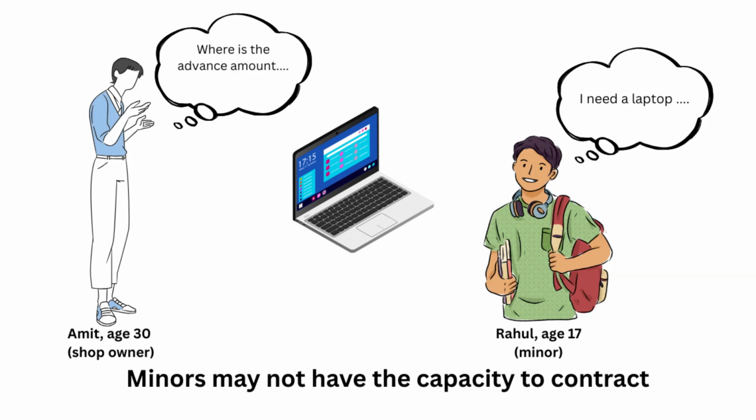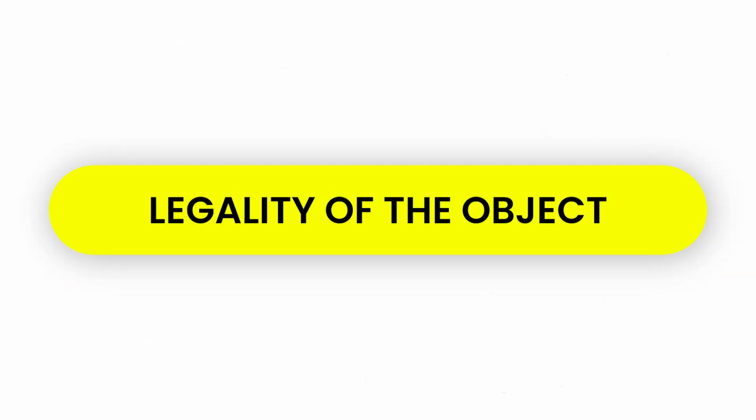Rahul can say no, and Amit cannot force him to buy the laptop. In fact, Rahul can even ask for his 5,000 rupees back. So remember, a contract with a minor is not legal. It's called void ab initio.